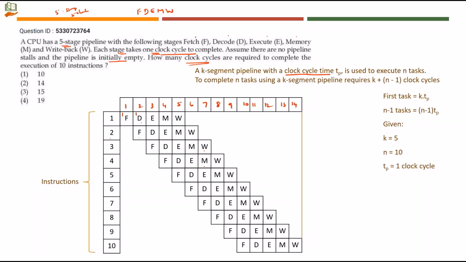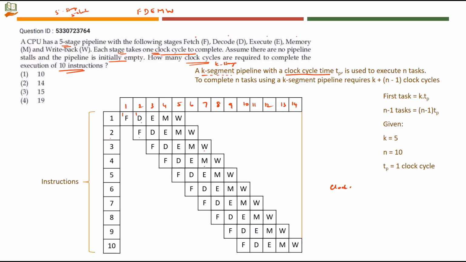How many stage pipeline is it? It is a 5 stage pipeline. This is what they have given as K segment. It means it's a K stage pipeline, so K is equal to 5. What about the number of instructions? That is what we have mentioned as n tasks, where n is equal to 10.